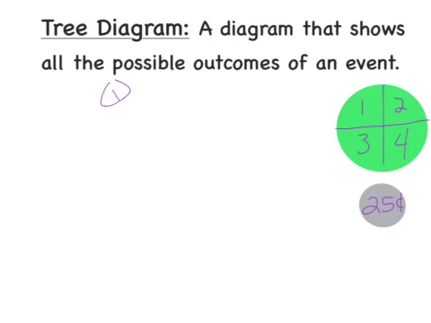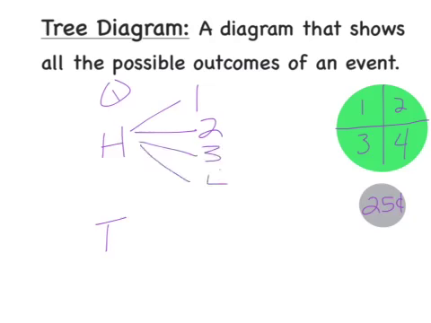So I'm going to put a Q up here for quarter, and I know my quarter has a heads and a tails. So if I flip a head, I can then spin a 1, or I can spin a 2, a 3, or a 4. Now, what if I flip tails? Well, I can get the same things. I can still get a 1, a 2, a 3, or a 4.